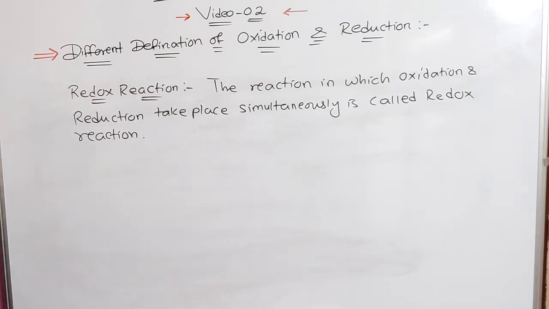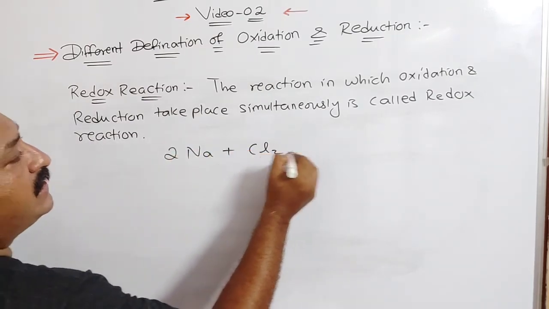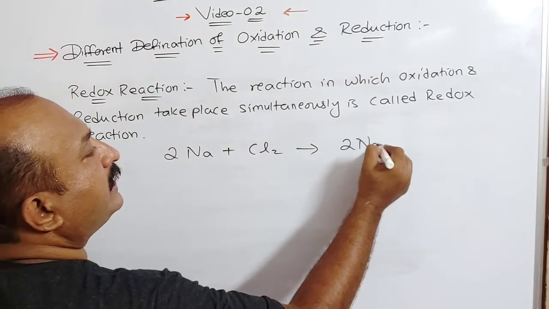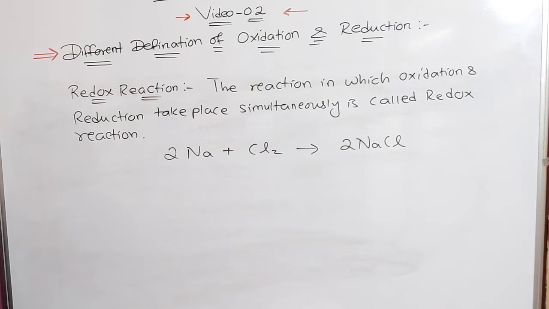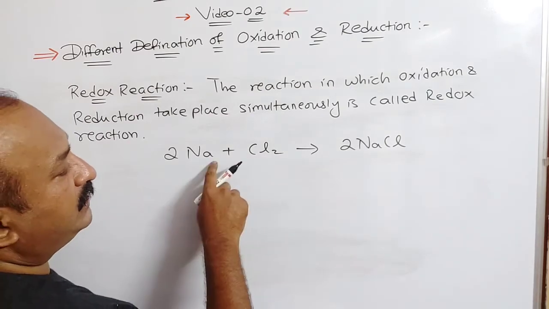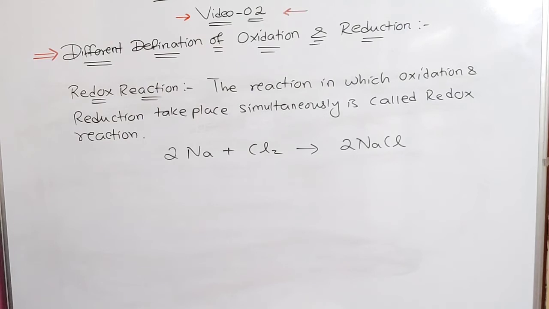A nice example that you must study is 2Na plus Cl2 gives 2NaCl. Now here you will see what is oxidized, there is no oxygen, no electropositive, but if you see the addition of chlorine, here chlorine gets added. So we have studied that addition of electronegative element is called what? Oxidation.